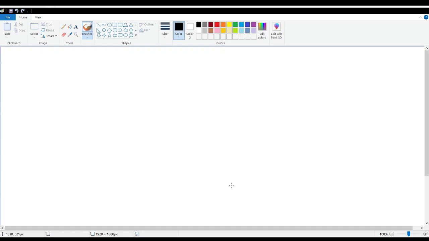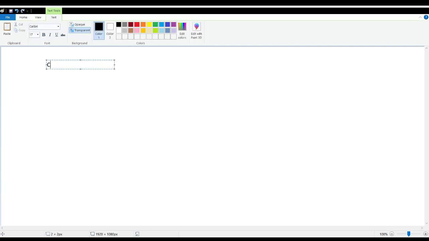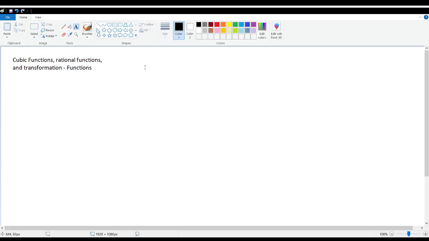Hello, everybody, and today we'll be talking about three things about functions. These three things are cubic functions, rational functions, and transformation. They're all related to functions, the unit functions. So without further ado, let us begin.